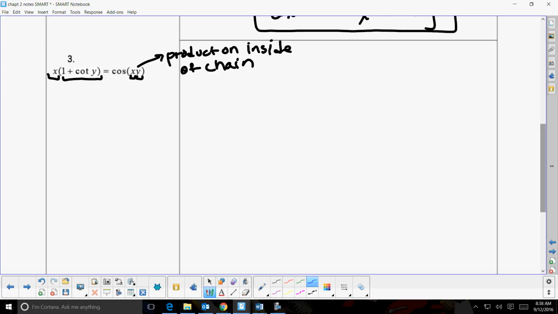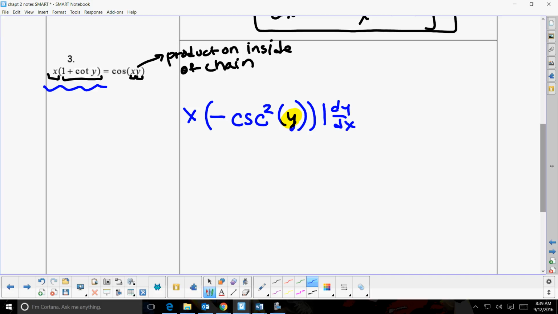So first we're going to do this guy. Okay, we'll do that product first. So the first times the derivative of the second. Derivative of 1 goes to 0. Derivative of cotangent goes to, since it starts with a C, it definitely is going to go to a negative. Negative what? Cosecant squared of y, right? Times the derivative of the inside. So what's the derivative of y? 1. We took the derivative of y, so dy dx. Questions? That part.